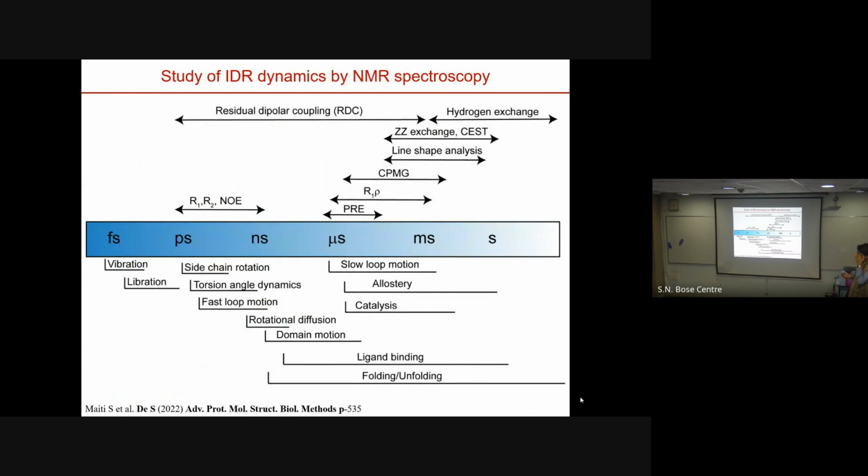So, as I said, instead of looking at structures of these disordered sequences, we are more interested in looking at the dynamics. And NMR spectroscopy is very useful because we can sample all these different motions by different NMR experiments. A single experiment cannot look at all the motions, but there are different experiments which can look at these different motions. And since we are looking at the disordered part, this type of motions happen like torsion angle dynamics, fast loop motions, side chain rotations, things like that, which happen in picosecond, nanosecond time scale. So we normally use R1, R2, and NOE, these experiments which report on this type of motions.